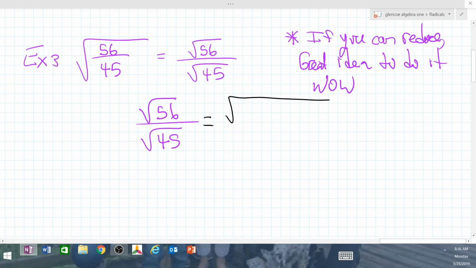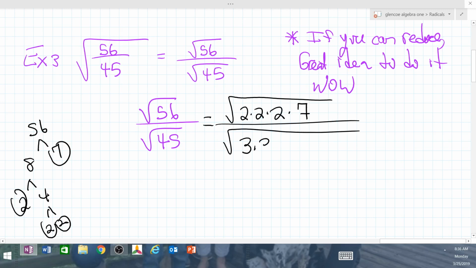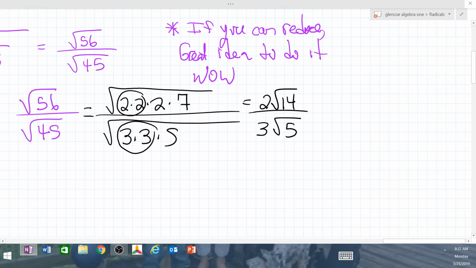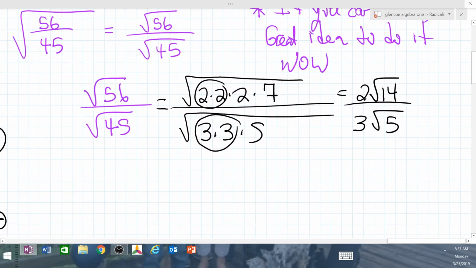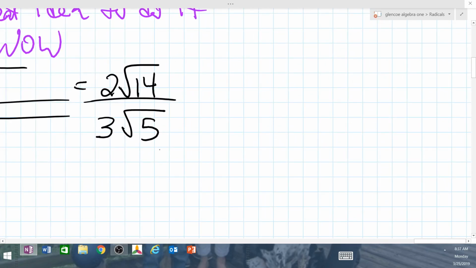Radical 56. 56 breaks down to what, guys? 8 times 7. 8 breaks down to 2 times 4. And 4 breaks down to 2 and 2. So this would be 2 times 2 times 2 times 7. And 45 breaks down to 5 and 9, which would be 3 times 3 times 5. So this would be 2 radical 14 over 3 radical 5. This is a little bit easier to work with, do you agree, than multiplying top and bottom by radical 45 over radical 45. Okay, so now we still have a radical in the denominator.